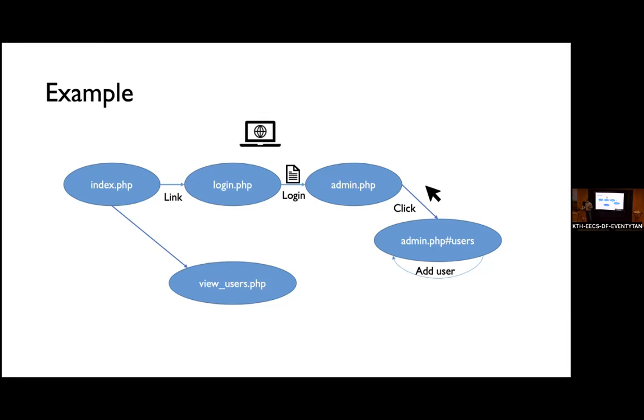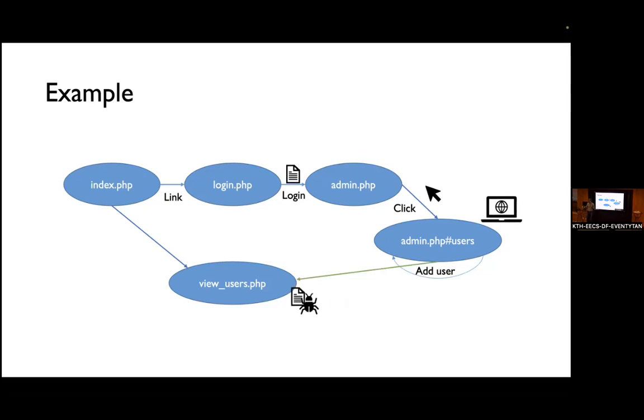Okay, so we log in. We go to the admin part, and there we click. There's no link, but you can click on an area in the web page, or on a pop-up, and end up in the admin users part, and that's where you can add users. Okay, that's how you add users in this application.